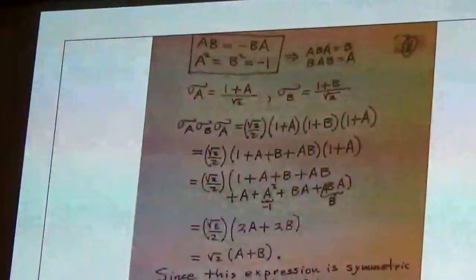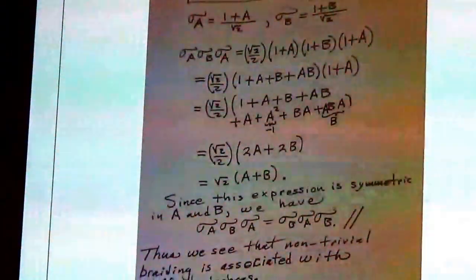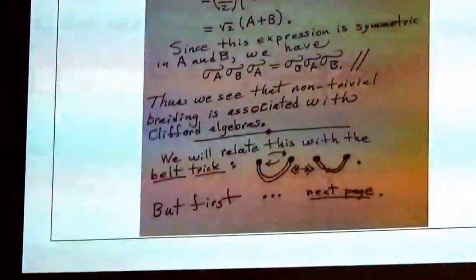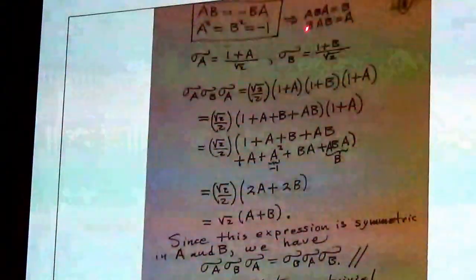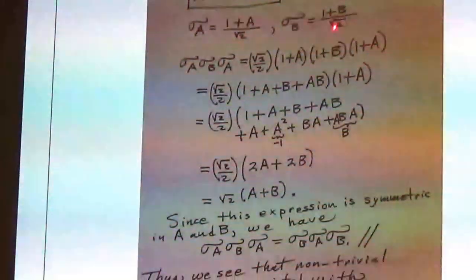It looks like the braiding relation, but not quite. Got a funny term here. Let me simplify this by letting A be AK and B be AK plus 1, and now we can look at it. I have A and B anti-commuting, and A squared and B squared are minus 1. So it's still a Clifford situation, it's just minus 1. ABA equals B and BAB equals A. I let sigma A be 1 plus A over root 2, sigma B equal 1 plus B over root 2.